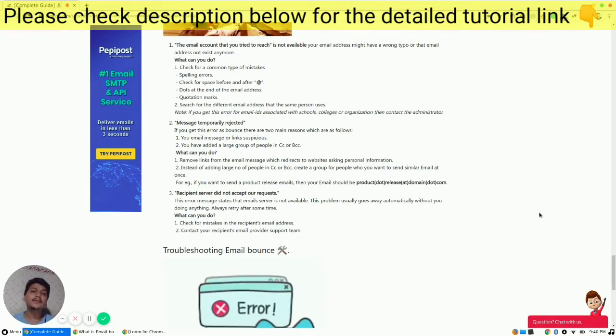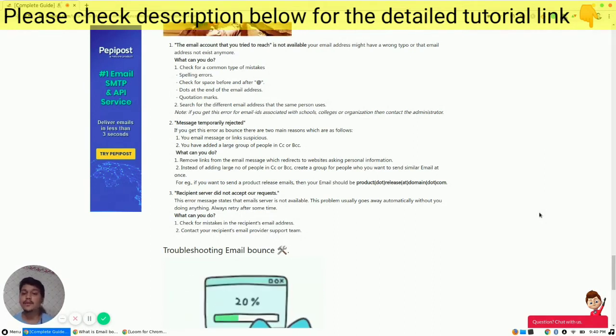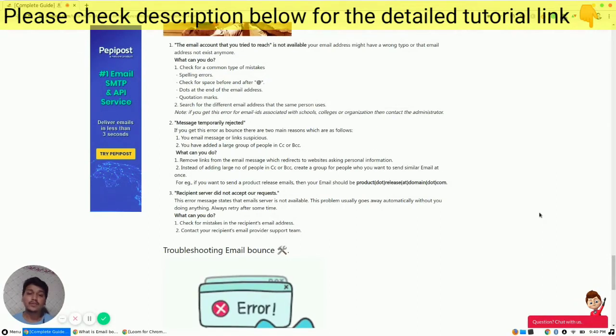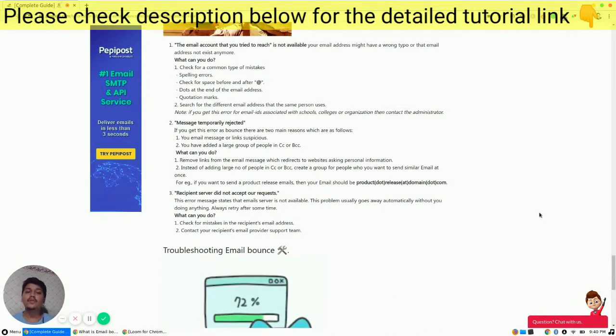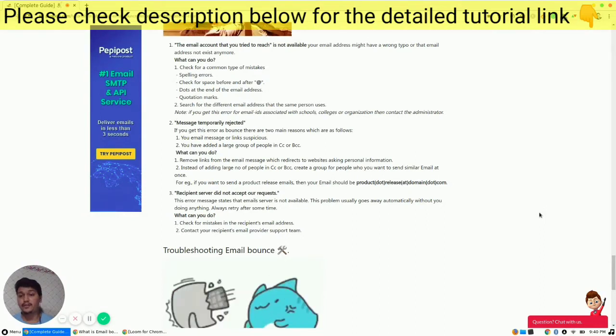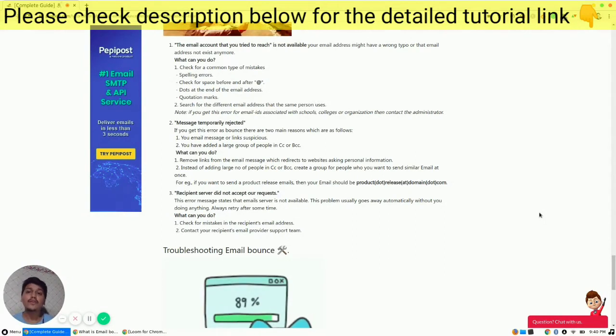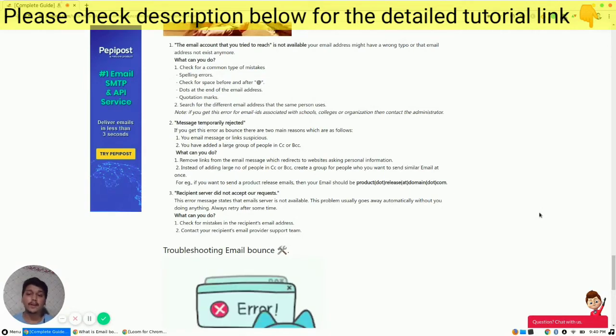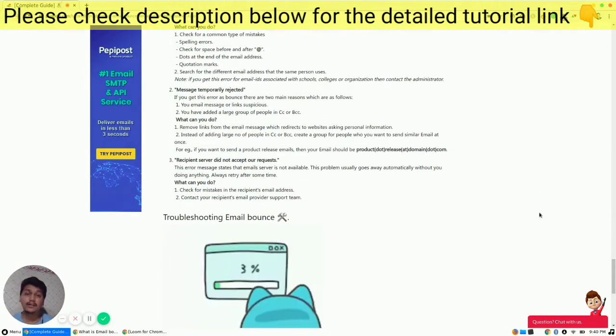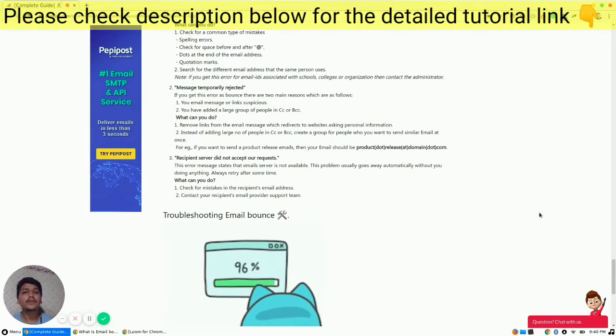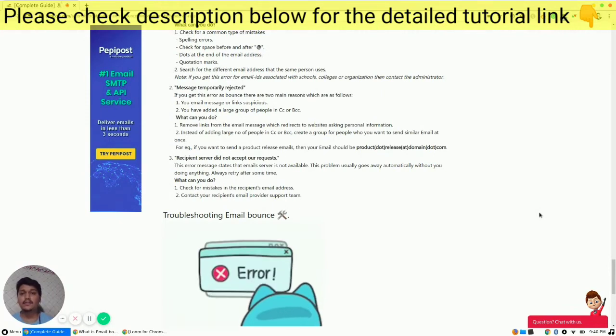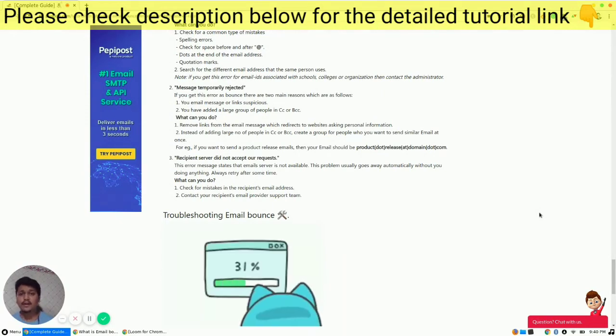The third one is that the recipient server did not accept our request. This error message states that the email server is not available. The problem usually goes away automatically, fixed by the network system itself, so always retry sending after some time. If the problem still exists, try contacting the recipient's server management administrator or an email service provider.